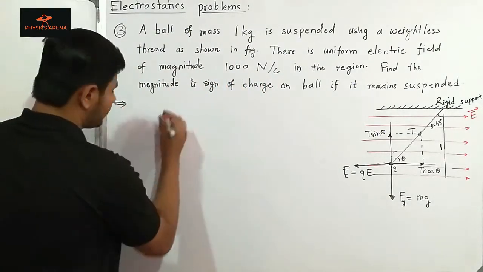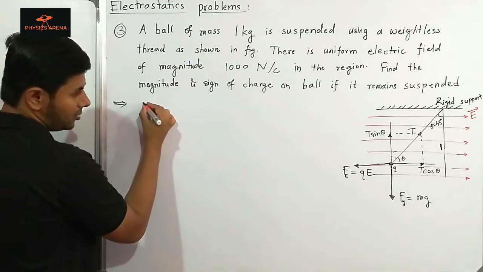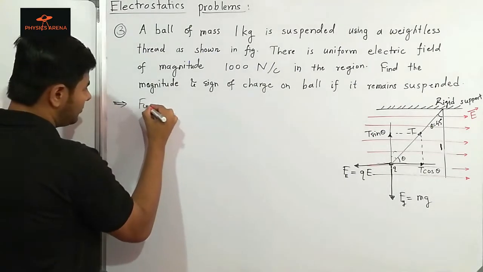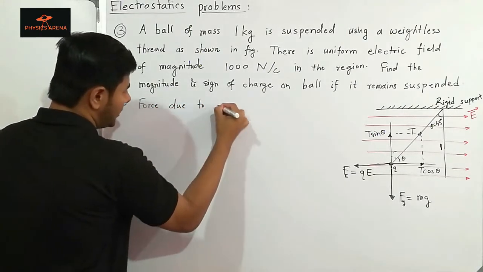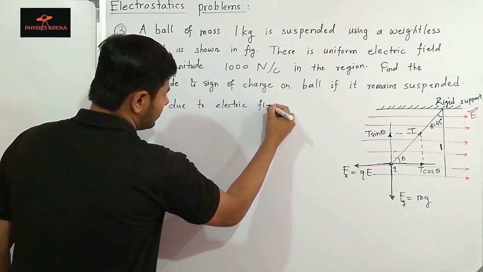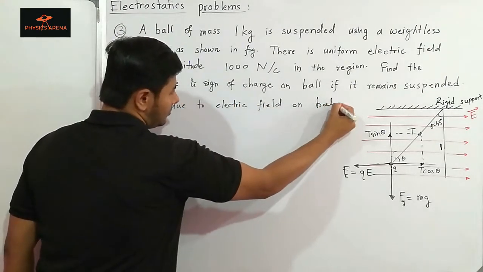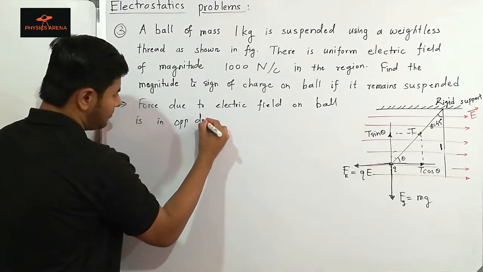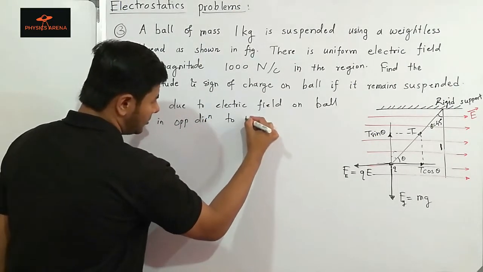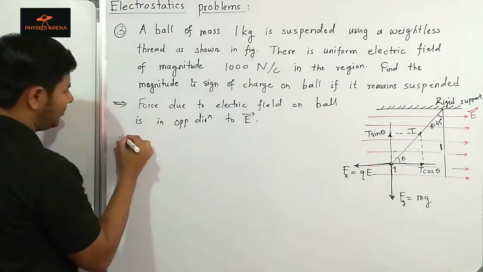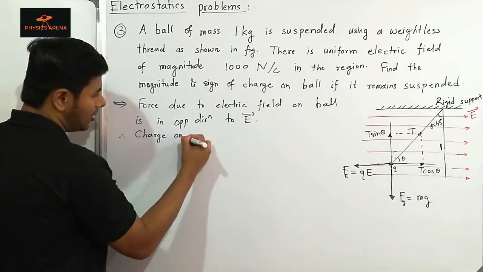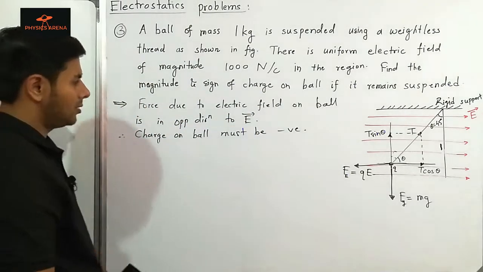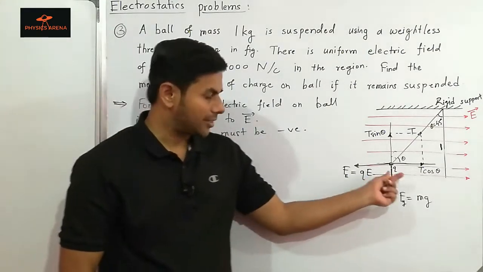So by resolution, we get to know that force due to electric field on ball is in opposite direction to electric field. Therefore, charge on ball must be negative. Then let's find the magnitude of the charge.